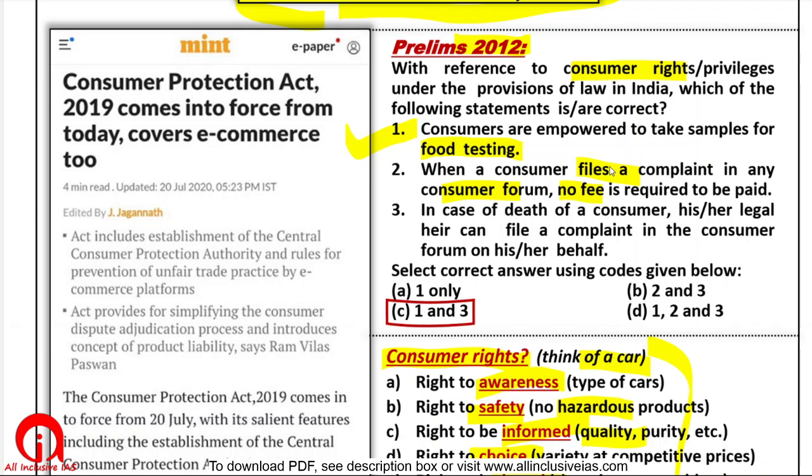If you are suing a company, then you are not a small person, right? You would be a big person. The company would be a big entity. Then obviously, why would the courts do it for free, right? So the consumer courts also charge some fee. So the second statement is wrong. Third, in case there is death of the consumer, the legal heir can file a complaint on his behalf. Obviously, a person who has died cannot file the complaint for himself, right? So use your common sense, you should get the answers. 1 and 3 are correct.